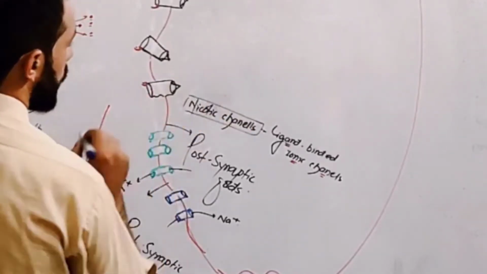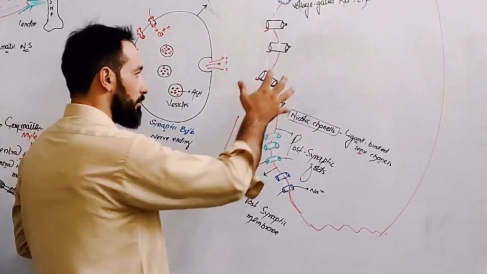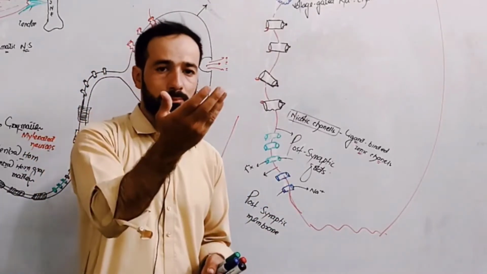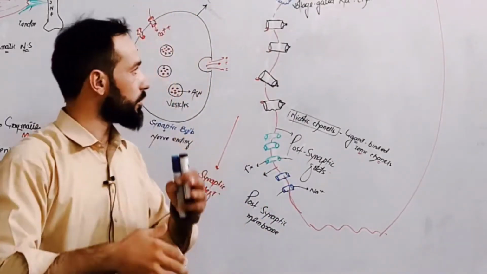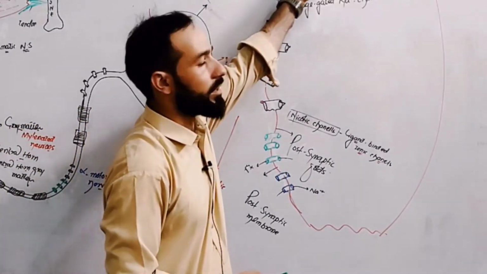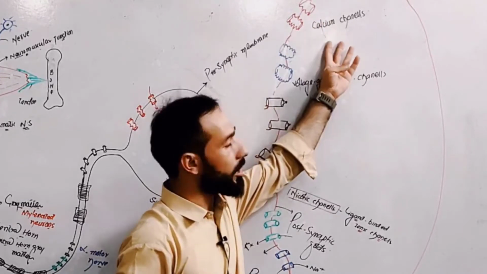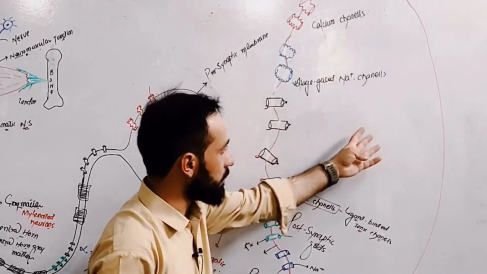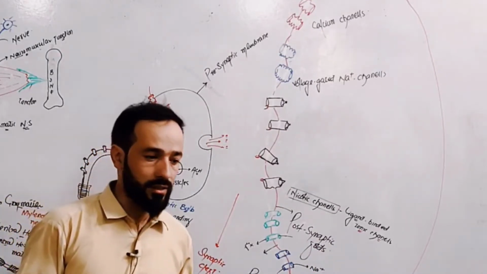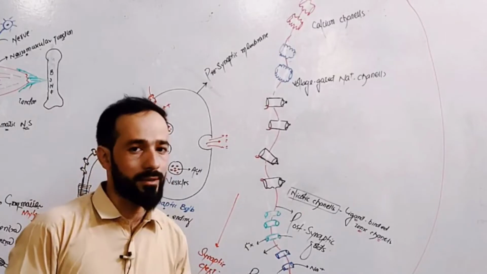and will cause the influx or entry of sodium into the muscle cell, and will take the resting potential to the end-plate potential, and then towards the threshold potential, which will cause the opening of the voltage gated sodium channels and calcium channels. Calcium will enter inside the muscle, and the muscle will be depolarized, and that depolarization will cause the contraction of that muscle.